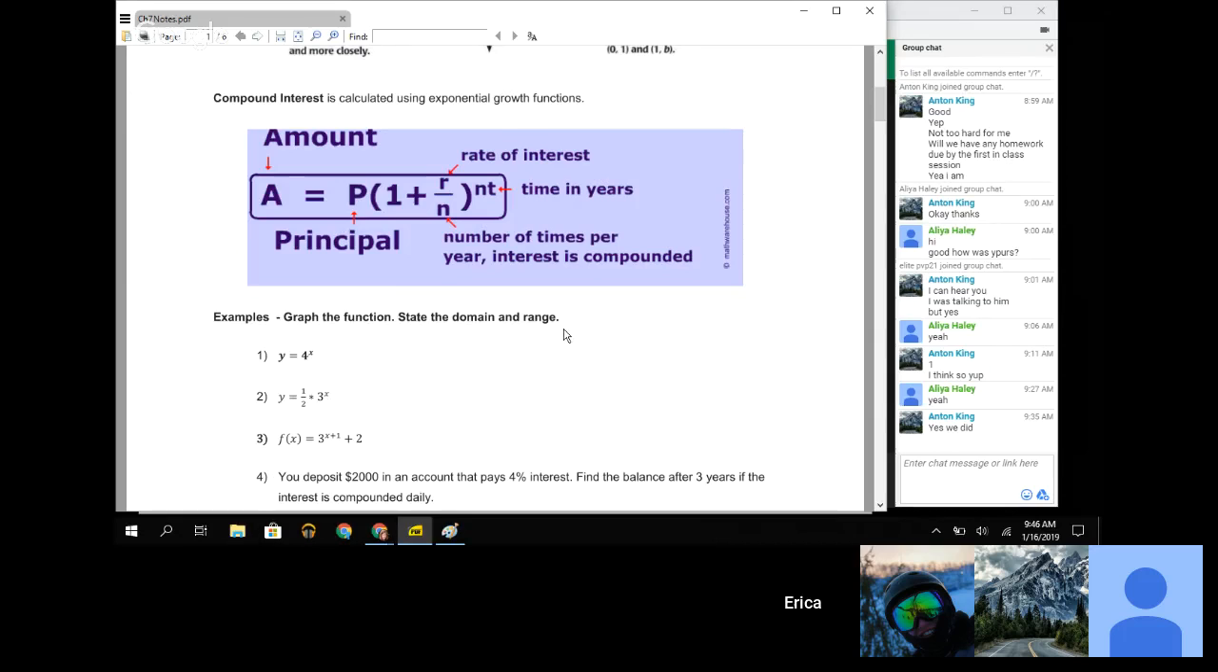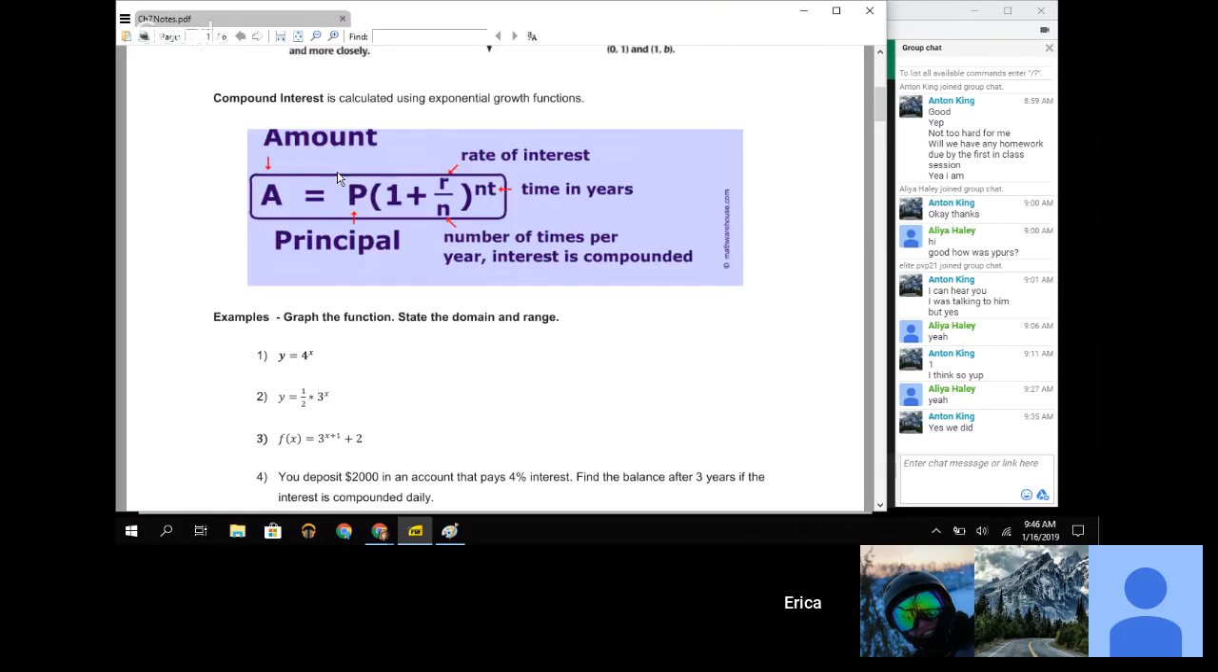All right, so what we're going to talk about is a very generic formula for how a bank would calculate your interest on an account. We'll talk about a couple of models for this, but this is a very, very common model. It's A equals P times (1 plus R over N) to the NT power. Clear as mud, right?